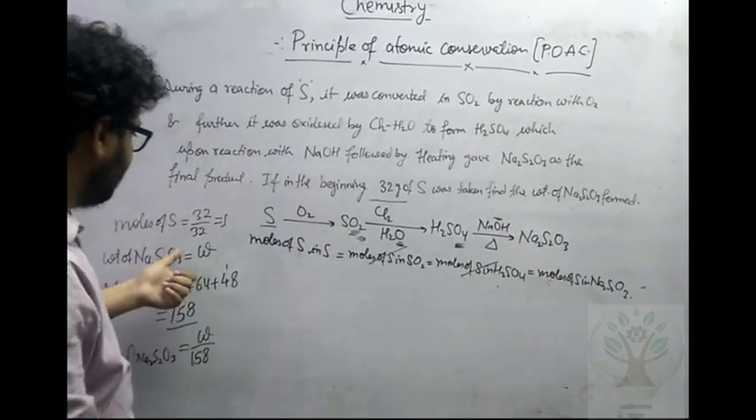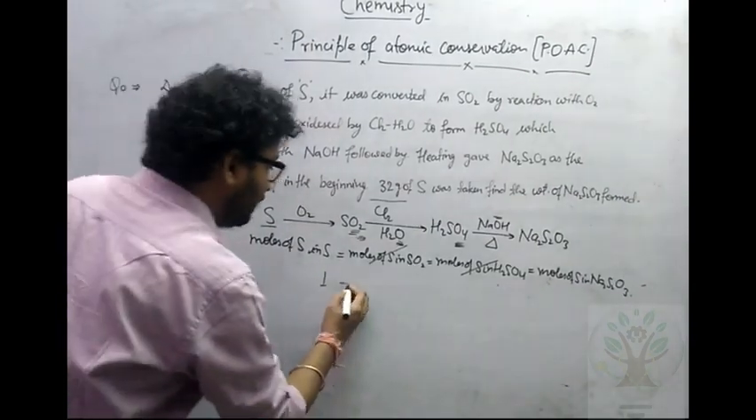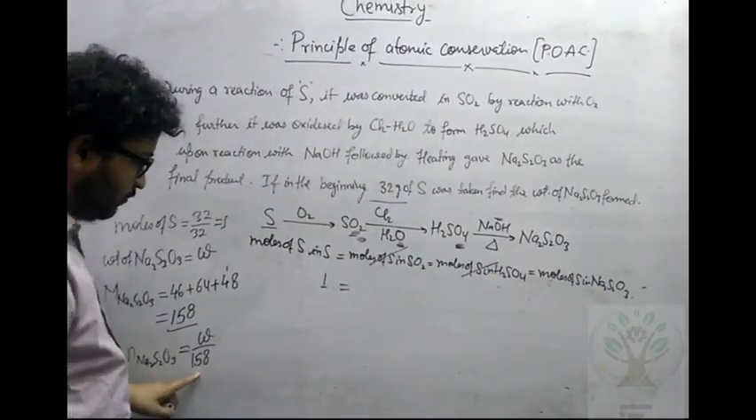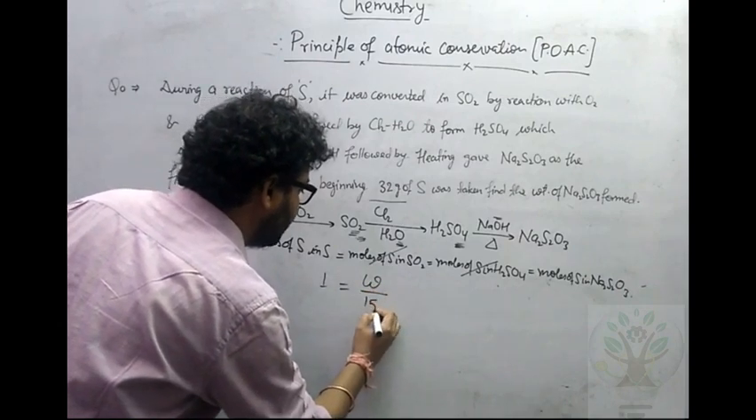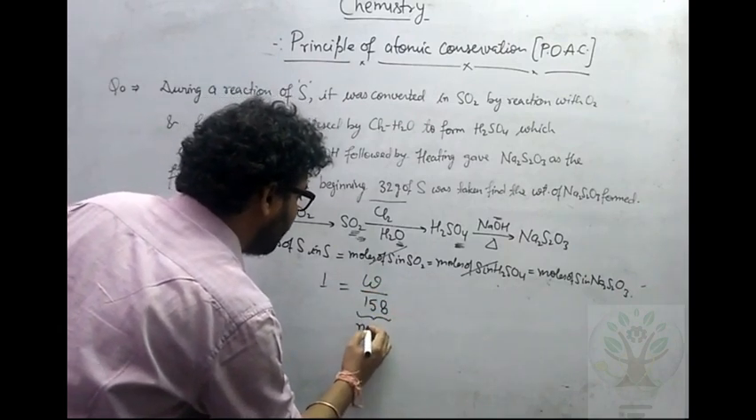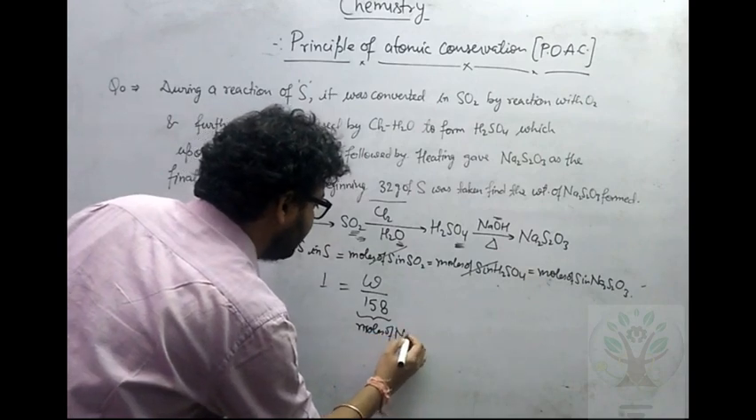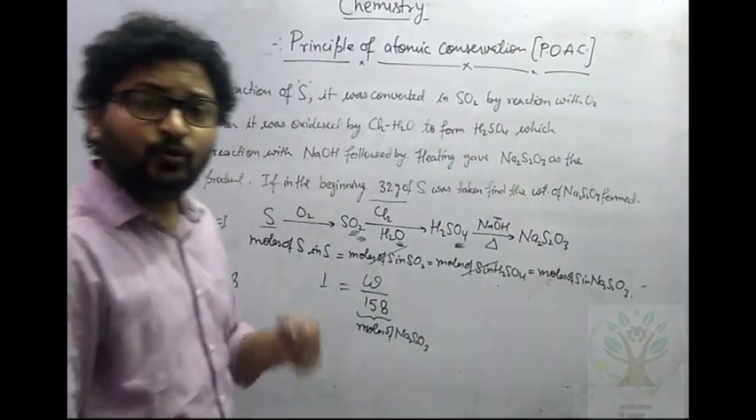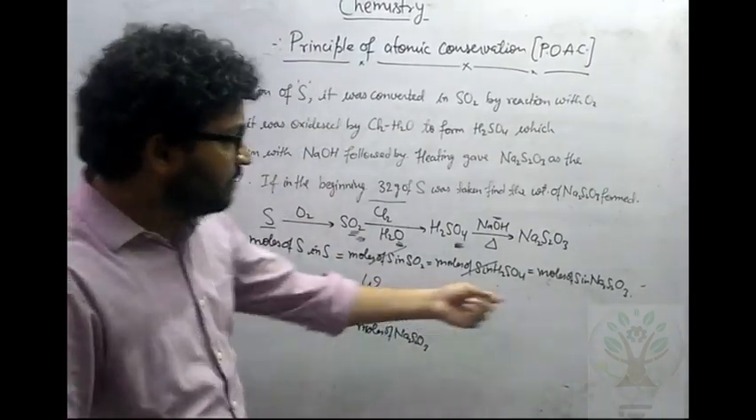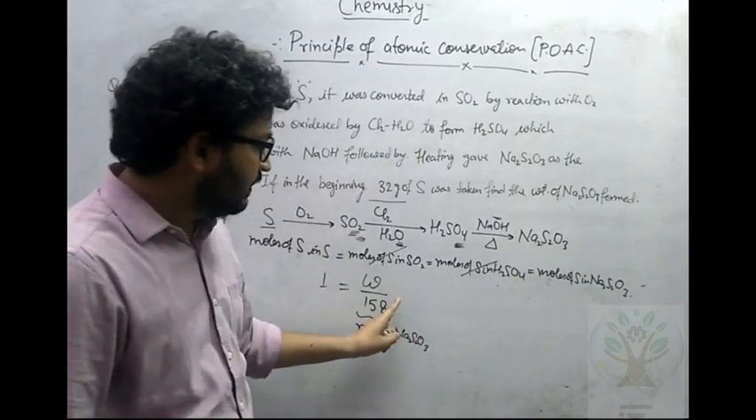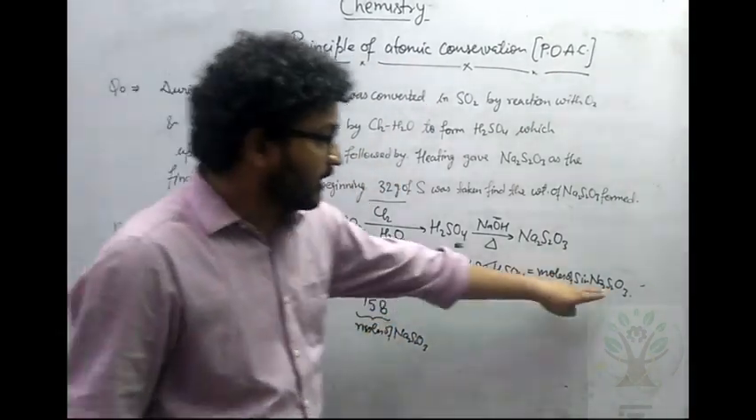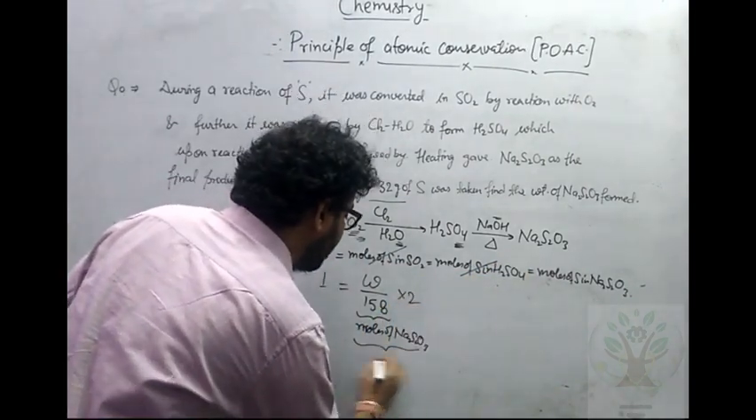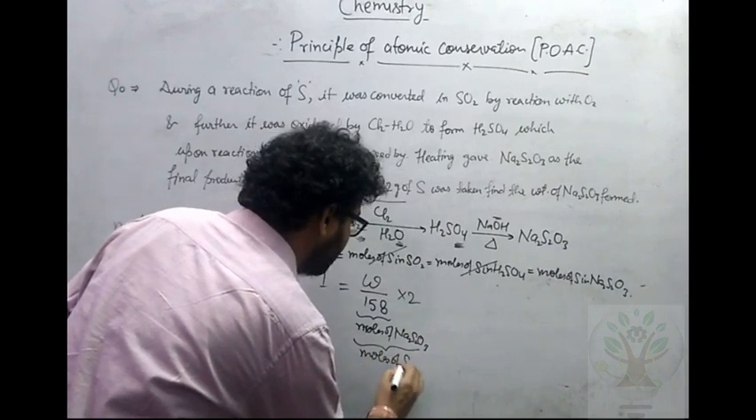Now, how many moles of sulfur did you get here? You got 1 mole of sulfur. Now, this will be equal to how much? See, how many moles of Na2S2O3 did you get? You got W upon 158. This is moles of Na2S2O3. But are you equating moles of Na2S2O3? No, you are equating moles of sulfur. So tell me, by how much number should I multiply here so I will get moles of sulfur? Each Na2S2O3 has how many sulfur? 2. So if I multiply this with 2, it will be moles of sulfur.